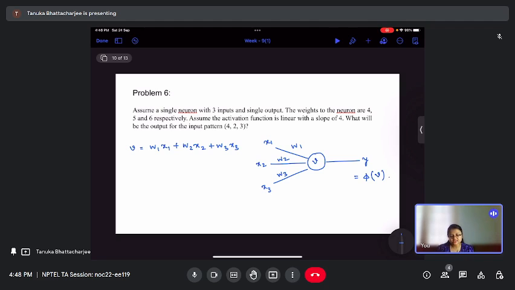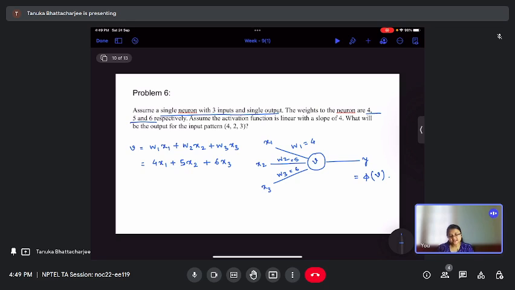Now let us see the question again. You have a single neuron with 3 inputs and a single output, as we have drawn. The weights of the neuron are also given: the weights are 4, 5 and 6. So W1 is 4, W2 is 5 and W3 is 6. You can simply put these values in the equation of V and simplify it. So your equation of V will become 4x1 plus 5x2 plus 6x3.